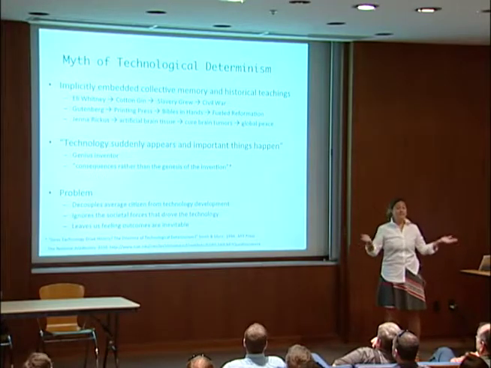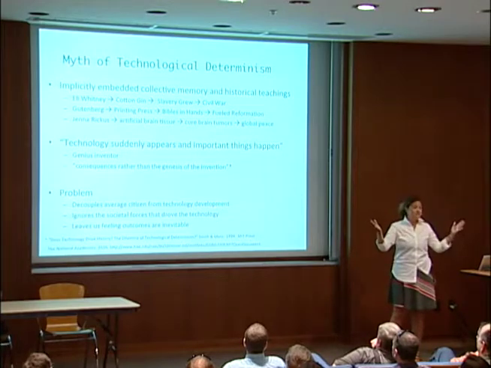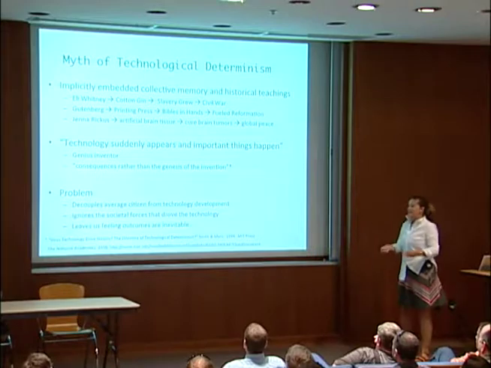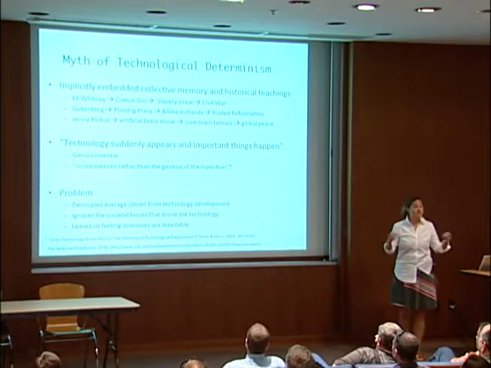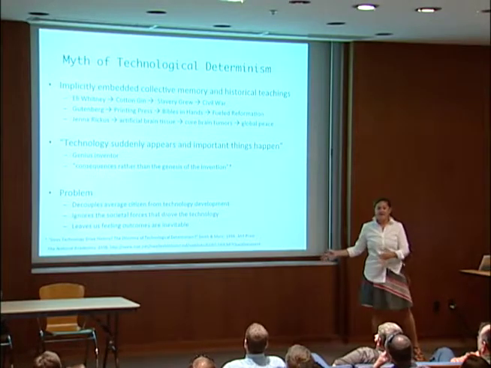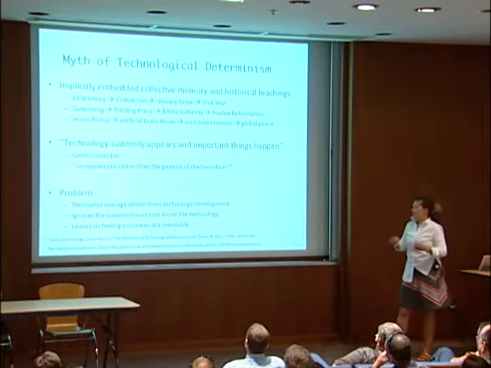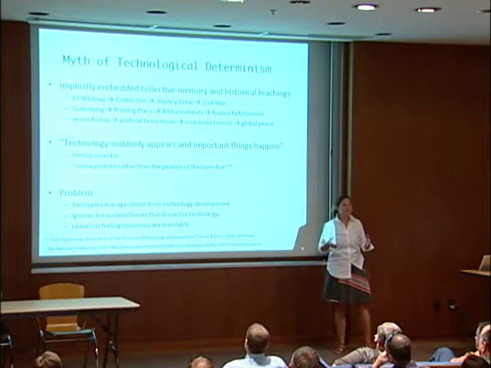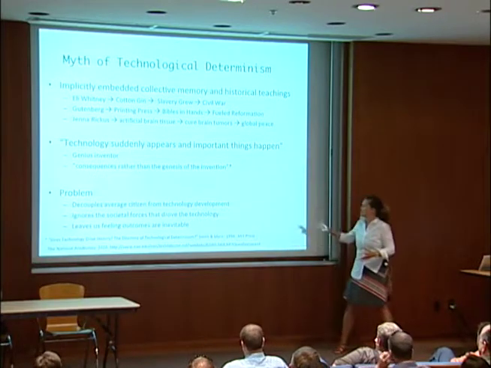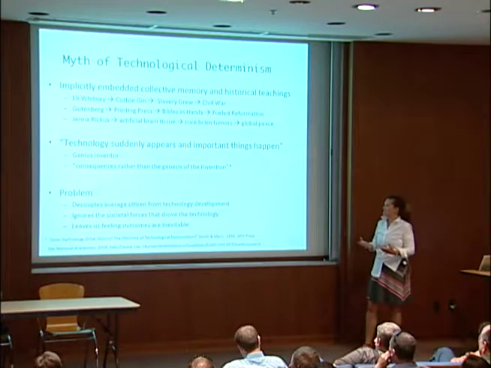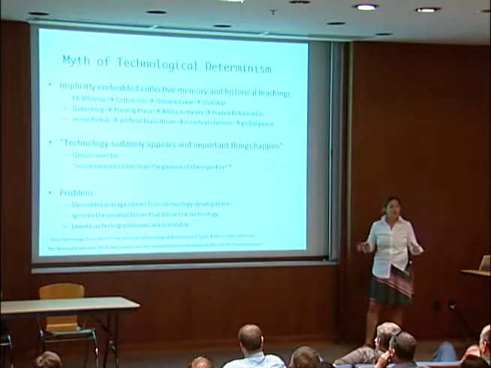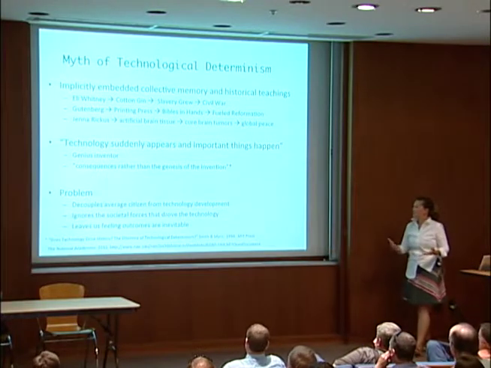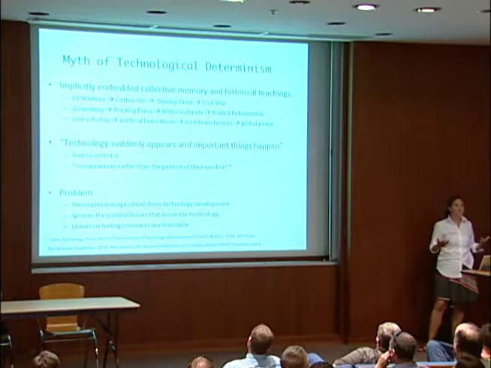Right, technology suddenly appears. Usually there's some genius who's somehow separate from the rest of humanity, seems very different than us, right? And this amazing invention that seems to come out of nowhere dramatically affects everyone, right? And drives social change. The problem with this, besides just totally not being the way it actually works, is that this decouples all of us as individuals from technology development. It totally ignores the societal forces that drove the technology, right? And it sort of leaves us feeling that the outcomes are inevitable.